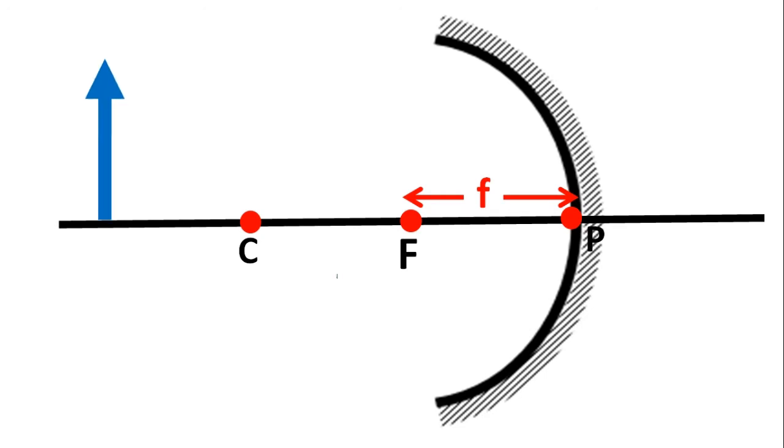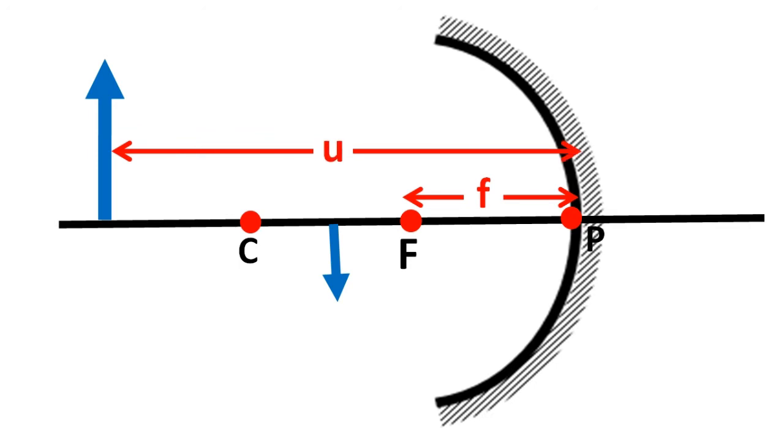Suppose we have our mirror as usual, with the principal axis, the center of curvature C, the principal focus f, and the pole of the mirror P. We already know that the focal length is the distance from the mirror to the principal focus. Then suppose we have an object placed here, and the image forms here. The letter u represents the distance from the object to the mirror, that is the object distance, while the letter v represents the distance from the image to the mirror, which is the image distance.